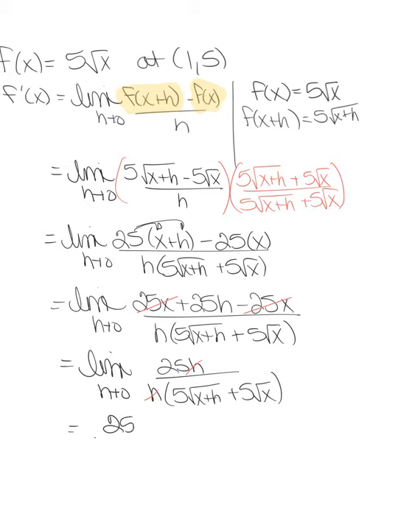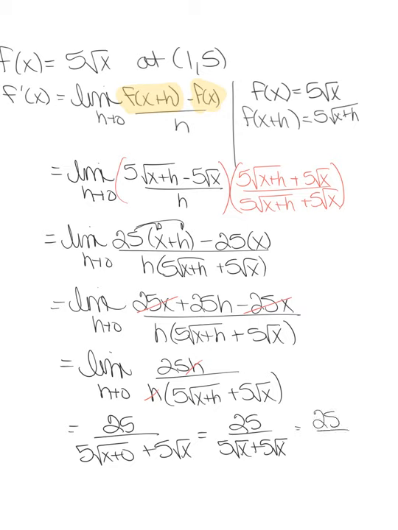This is going to give me 25 divided by 5 square root of x plus 0 plus 5 square root of x. And then, of course, and I'm going to have to go sideways here because I'm running out of room on my page, this is going to give me 25 divided by 5 square root of x plus 5 square root of x. And 5 square root of x and 5 square root of x is 10 square root of x, so I get 25 divided by 10 square root of x. And then on this part, 5 goes in there twice, goes in there 5 times, so that my final answer here is going to be 5 divided by 2 square root of x.